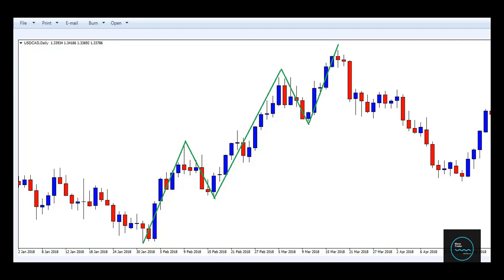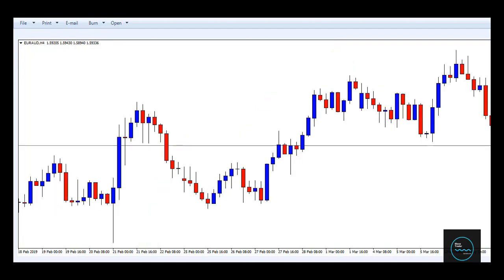Let's look at another chart. This is the Euro Aussie chart, 4 hours. Every candle here takes 4 hours to form. Can you see the 5 waves in the bullish market here? Okay, let me show you what I see. So as you can see, this is the first wave, second, third wave, fourth wave, and fifth wave.